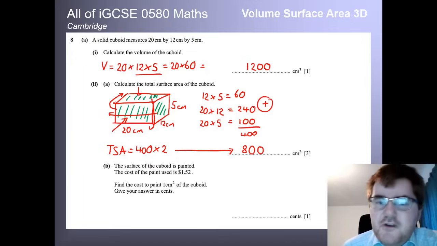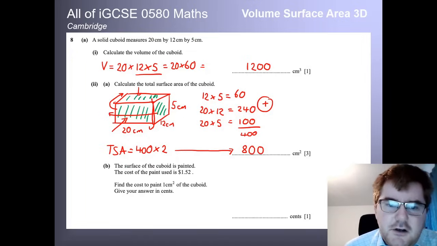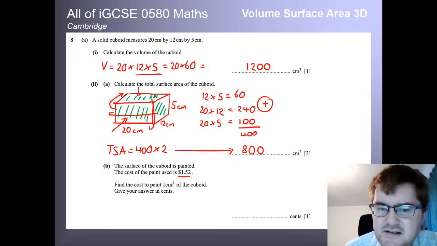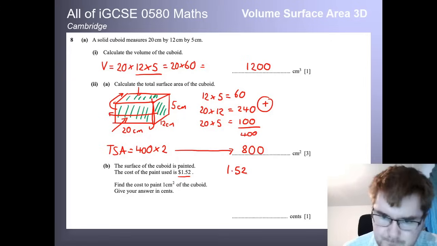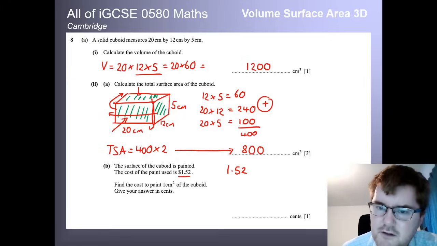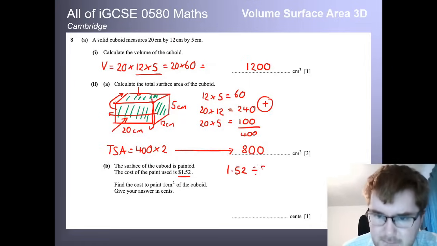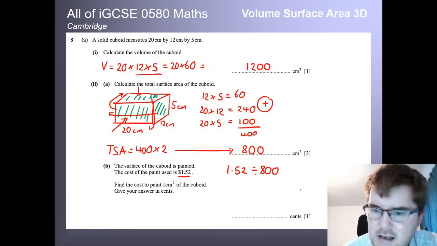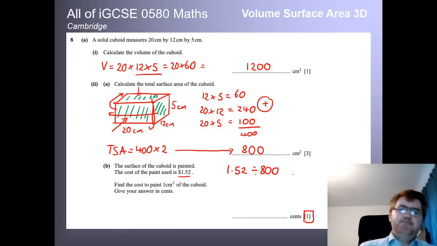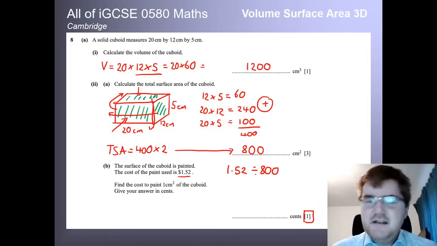So the surface of the cuboid is painted and the cost of the paint used is $1.52. Pretty cheap. Find the cost to paint 1 square centimetre of the cuboid and give your answer in cents. So it costs $1.52 to colour the whole thing. The whole thing is 800. We want to work out one of those, so we need to divide by 800, which is the important part. Notice it's a 1 mark question, so it should be a relatively easy calculation. Now, let's go to my calculator and quickly work that out.